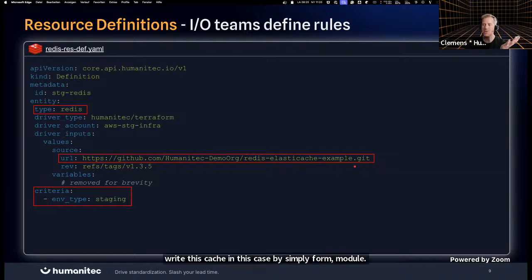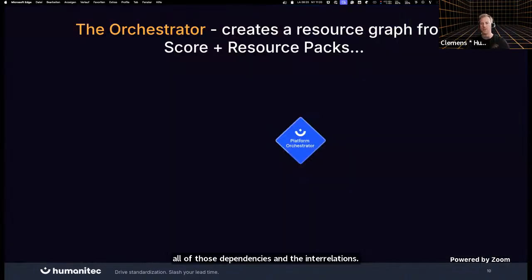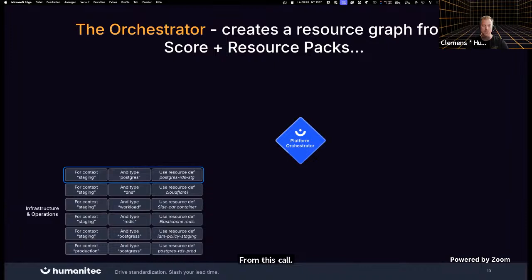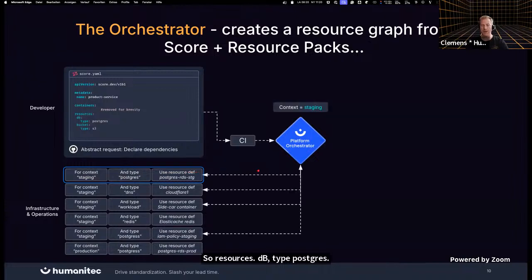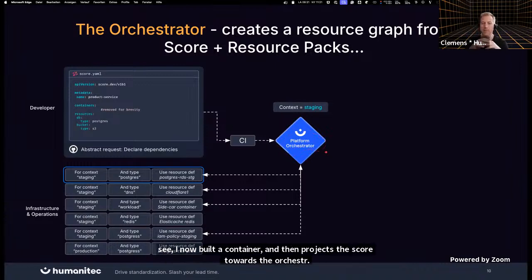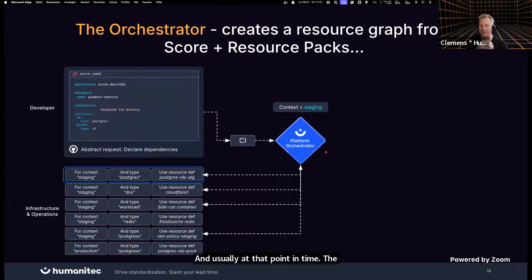So now the question is, how does the orchestrator handle all of those dependencies and interrelations? And the simple answer is, the orchestrator creates a resource graph from the Score file and the resource specs. So in the context of staging, if the type is Postgres, use this resource definition. If the developer has asked for that, and in this case he did, resources db type Postgres, this definition here is the right one. So CI now builds a container and then projects the Score file towards the orchestrator. And usually at that point in time, the information where this should be deployed is conveyed as well.